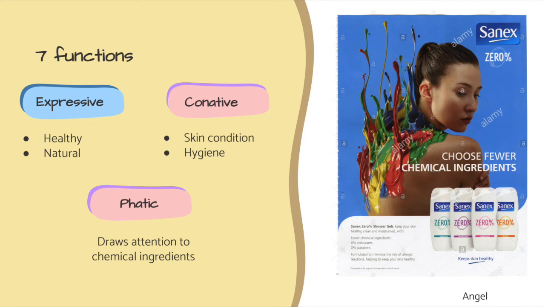The relationship built between addressee and addresser, or the phatic function, is to draw attention to chemical ingredients in body care products.